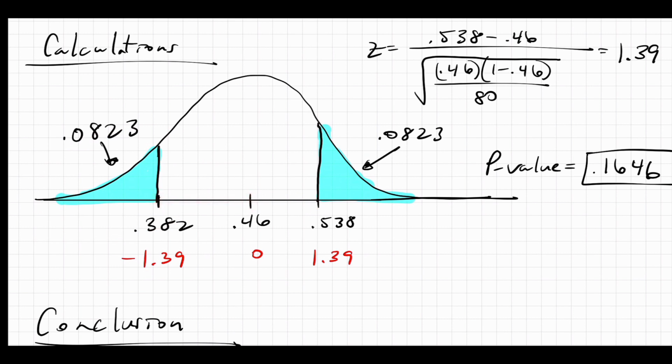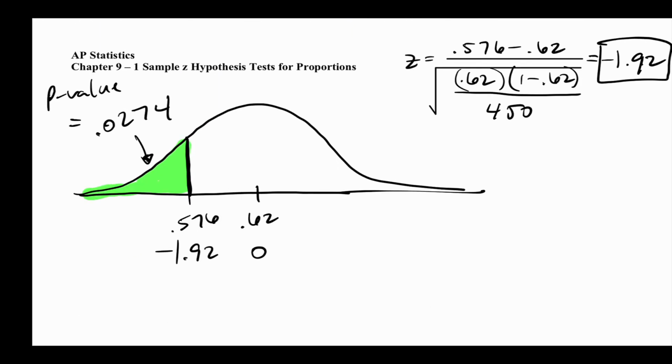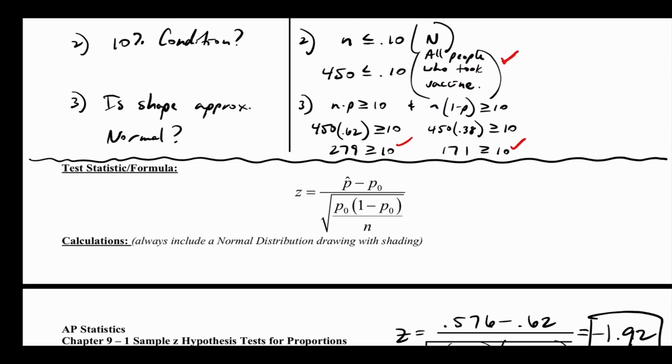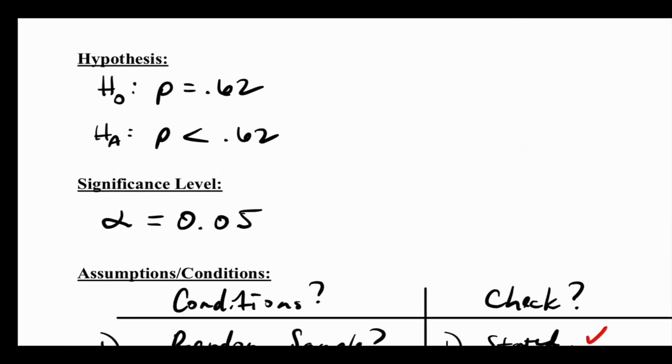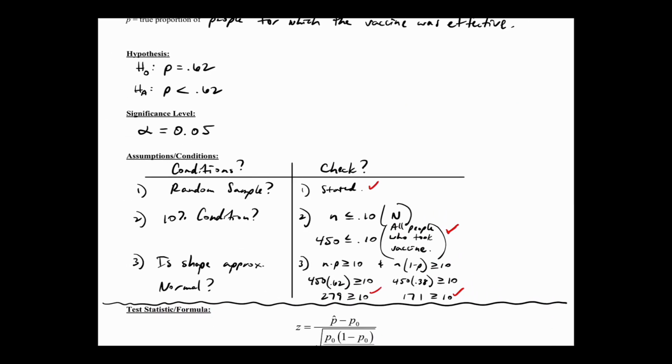You only have to do that when it's not equal to. Example number 1 that we did a few days ago was a one-tail test. We only shaded one side because our hypothesis was less than. So it just depends on what your alternative hypothesis is.